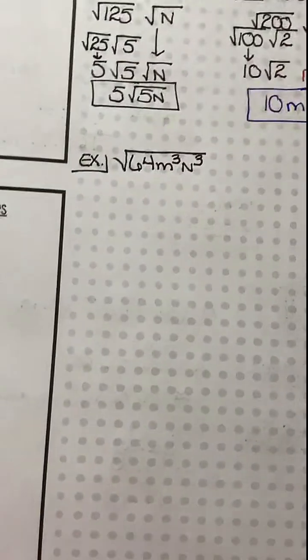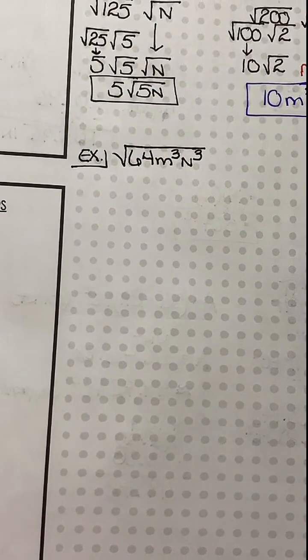All right, let me raise this up here. So we have the square root of 64 m cubed, m cubed. So user 99, what's being raised to the third power? Is the whole radical being raised to the third power? Or is just the 3 being raised to the third power?